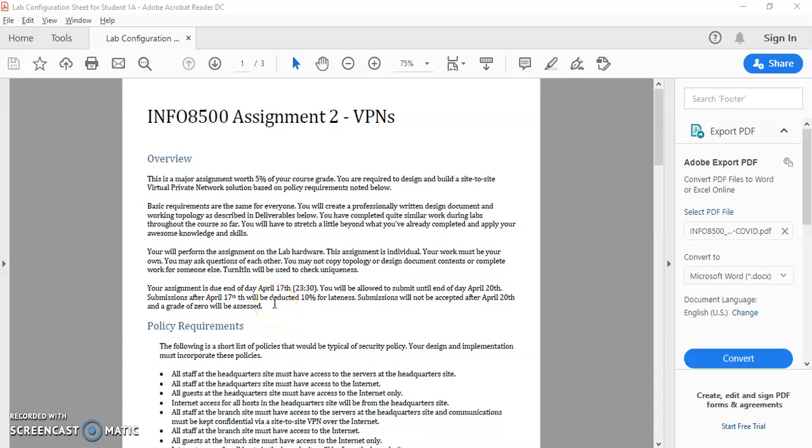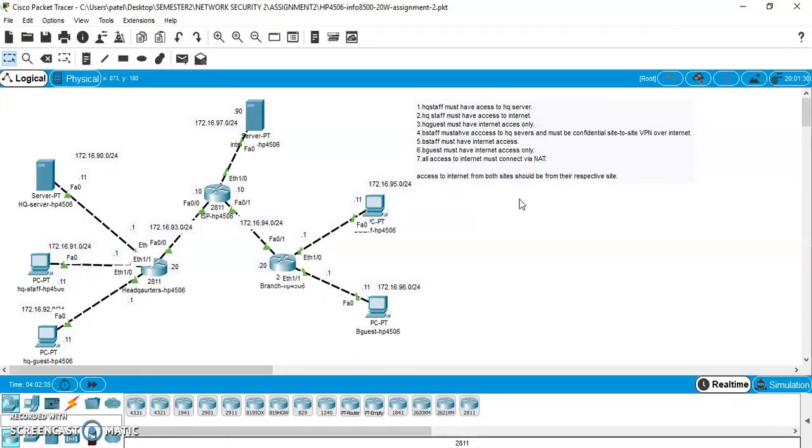Today I'm going to explain assignment 2. After reading the assignment, as we know that it's related to the VPN, I presume that it's all about implementing NAT and we have to do site-to-site tunneling. So taking that into mind, I created a topology where there are three routers. One is the ISP router, the headquarter router, and the third is the branch router.